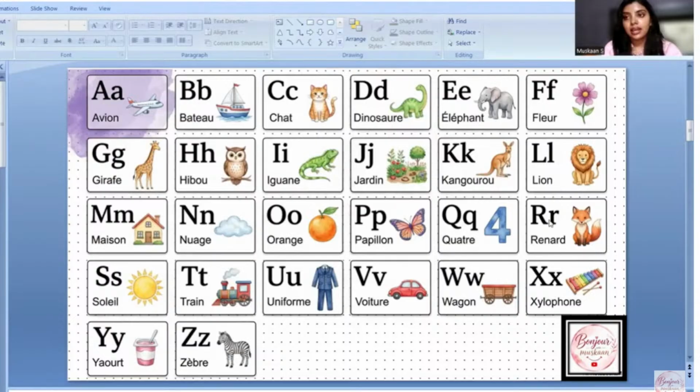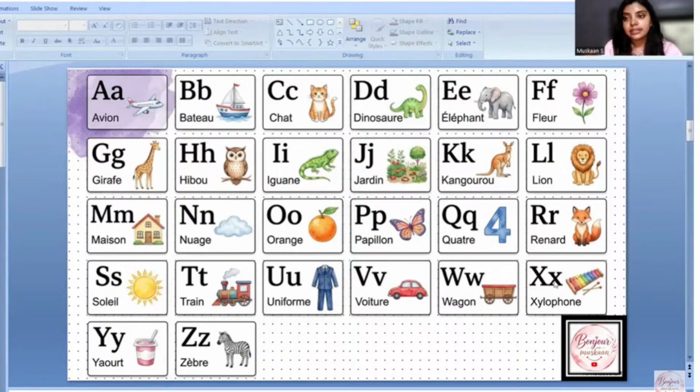Now we have the last one. Before that, let's revise the last two lines that we did. M, N, O, P, Q, R, S, T, U, V, W, X. Now Y, yacht. Now the last one is Z, zebra.